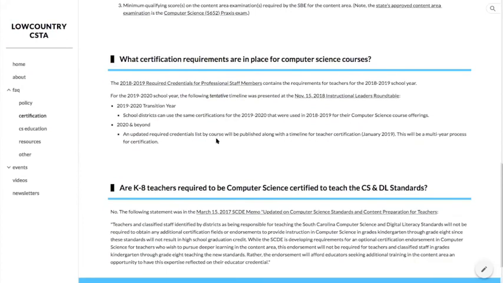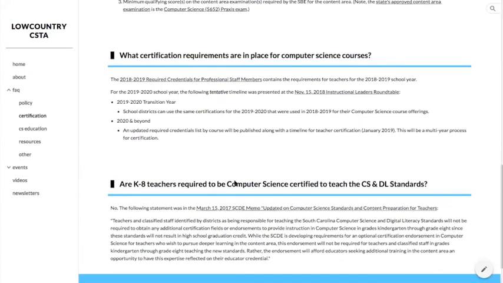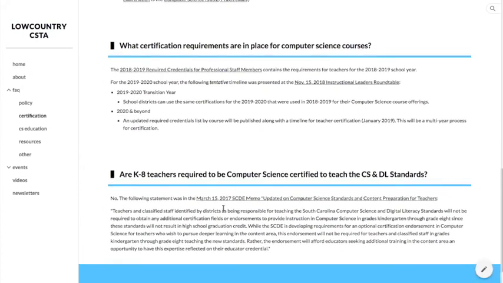So K-8 teachers, according to the memo out in March 15, 2017, K-8 teachers do not need to be computer science certified to teach the course, the K-8 standard. However, it does say it's because they will not result in high school graduation. At this time, there is not any clarification in regards to whether you have to be computer science certified in order to teach a course for graduation.